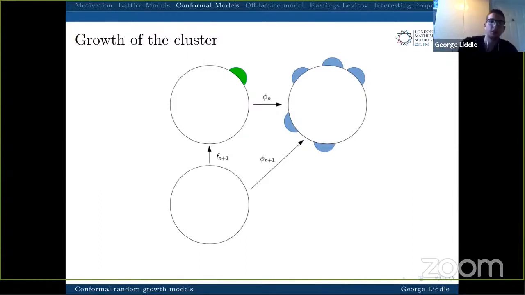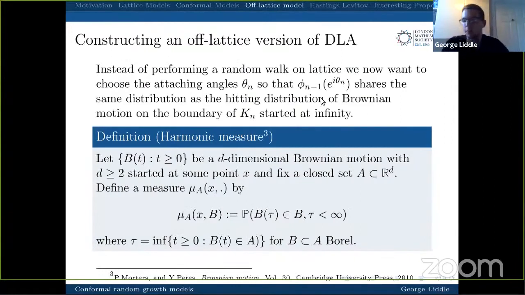So that's something that I'm going to highlight in the next construction, which is how do we actually construct an off-lattice version of one of these models? So we have the lattice-based models, and like I say, we still want to study those, but we need to study them using this conformal random growth setup. So in order to do that, we need to consider an off-lattice version of that. And what I'm going to do here is highlight how we actually construct the off-lattice version of DLA.